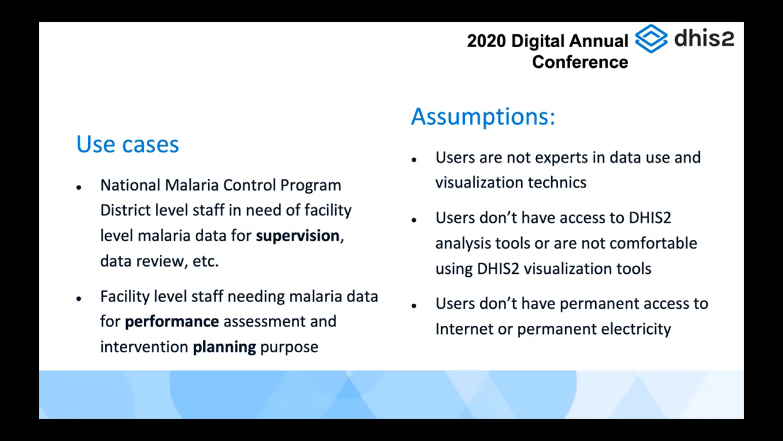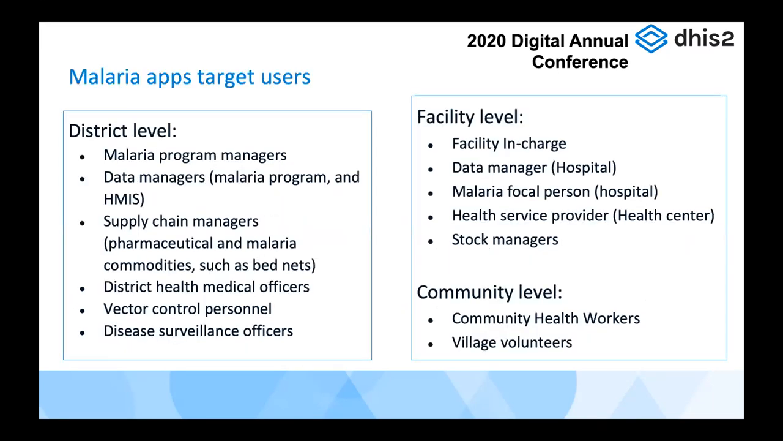And we started from the assumption that the users at the decentralized level are usually not comfortable building visualizations themselves, and they are also not very comfortable using the native DHIS2 visualization tools, or sometimes they don't even have access to these tools to build their own dashboard and things like that. In most of the cases, we don't have permanent access to internet. And when we go on supervision, they may not have access to internet at all. So we are targeting users from district level and facility level and even community level.